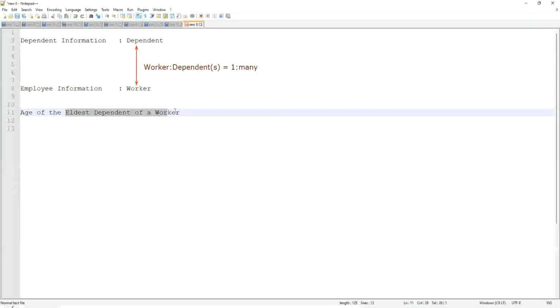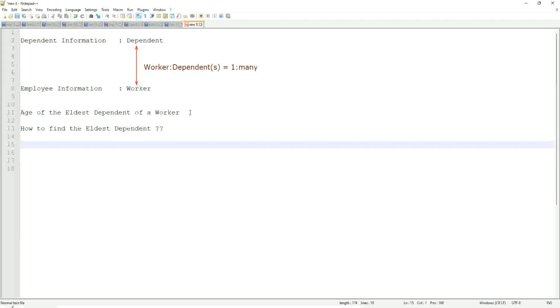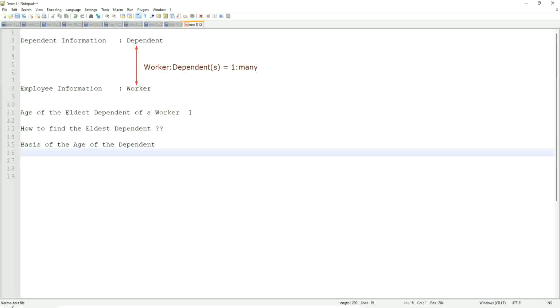Now, eldest dependent. One worker may have many dependents. When you have multiple dependents, how do you find the eldest dependent? Based on what? Based on the age. Based on the age of the dependent. If I say how to find the eldest dependent, first of all, we will find it on the basis of the age of the dependent. Correct. And then if I'm going to find the eldest, what can I do? Can I sort it in some manner and then take one? Let's say you have the age like 10, 15, and 42.